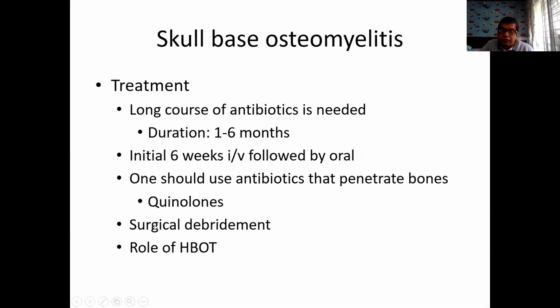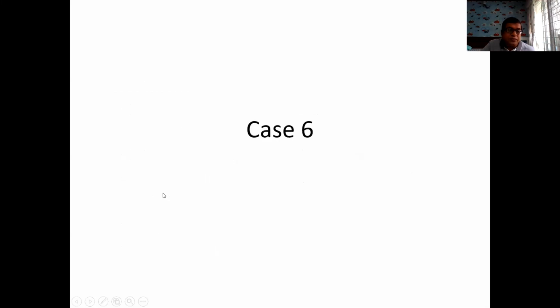Surgical debridement can be done whenever there is disease which can be removed by an ENT surgeon or neurosurgeon, and there is some role of hyperbaric oxygen in some of these patients. So this is an important entity to remember because the treatment option is different. One has to use antibiotics for a very long period, like the antibiotics which penetrate bones, such as quinolones, and the drug of choice is usually ciprofloxacin.